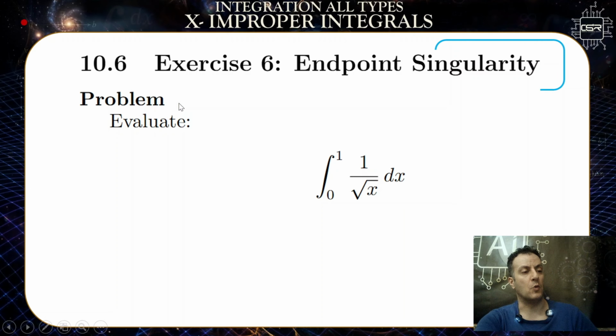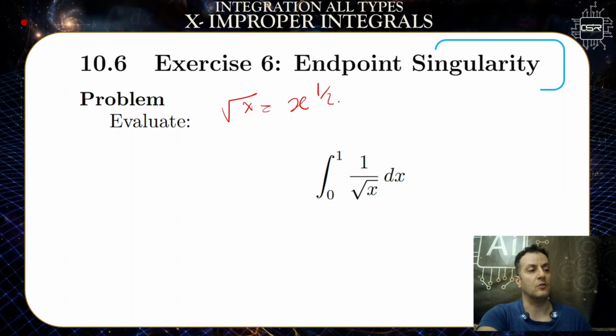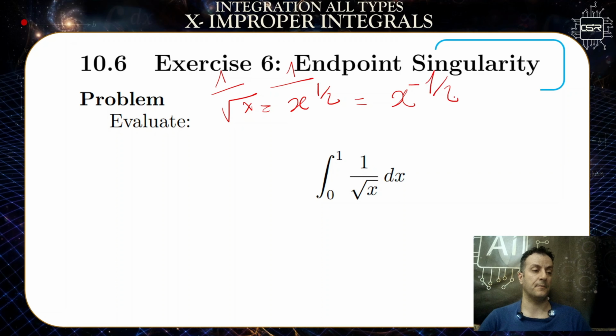Integral from 0 to 1 of 1 over square root of x dx. At first, square root of x can be written as x to the power of 1 over 2, 1 half. Given that it happens to be in the denominator, you can move it back to the numerator by flipping the sign. It becomes x to the power of minus 1 half.